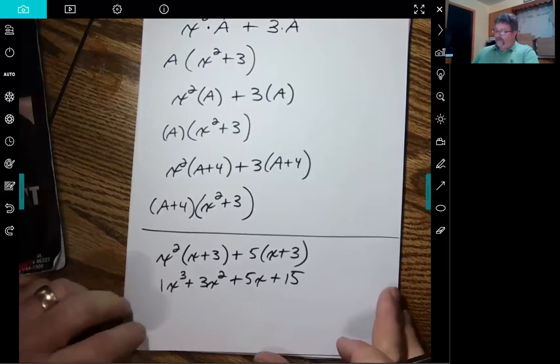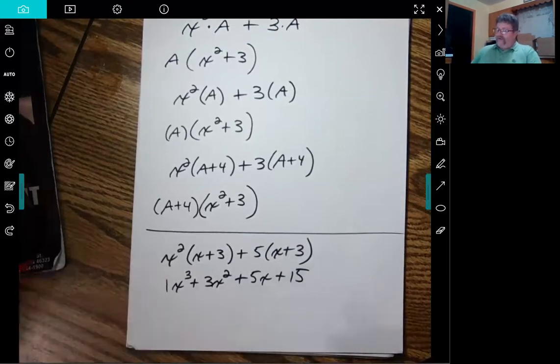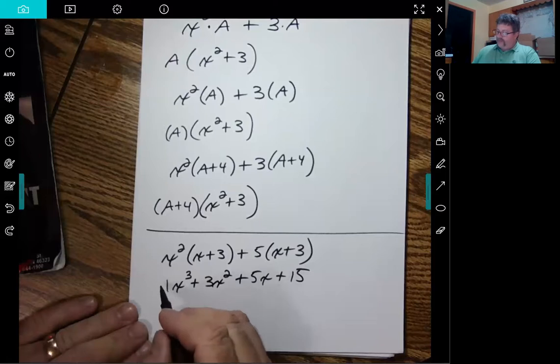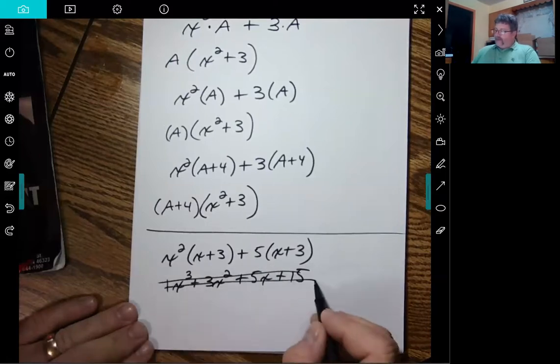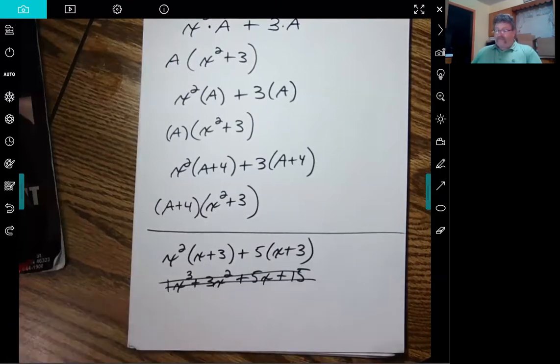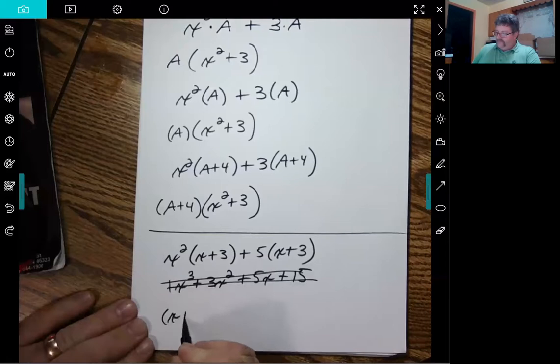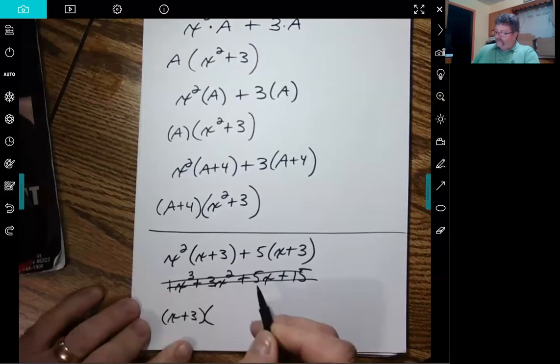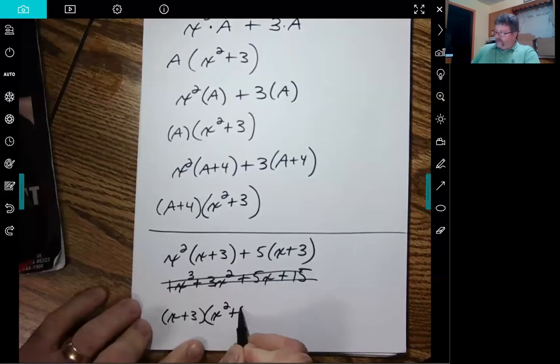It means there's nothing in common. We wouldn't want to do that. That's going the wrong direction. Okay, I'm just going to cross it out. Here we've got a common x plus 3. Factor it out. Out the x plus 3 comes, what's left? X squared plus 5.